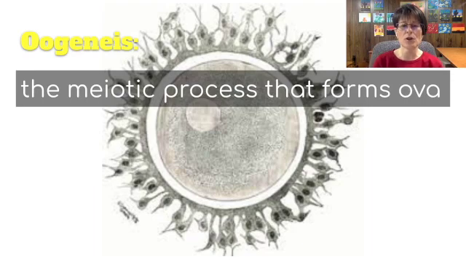And what happens to those polar bodies is basically they are dissolved and absorbed. They just disappear. And so oogenesis only produces 1 ovum, where spermatogenesis produces 4 sperm cells. So that is a difference between those 2 processes.